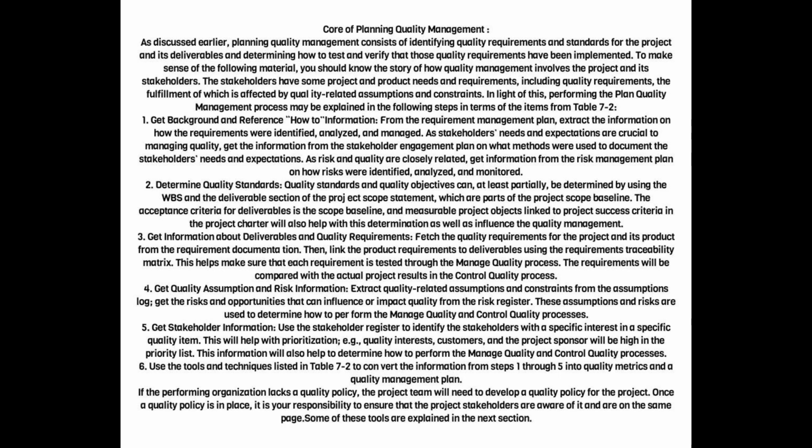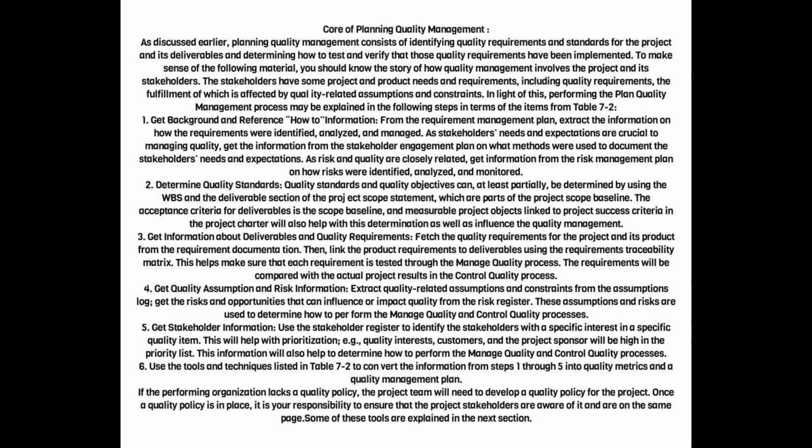5. Get stakeholder information. Use the stakeholder register to identify the stakeholders with a specific interest in a specific quality item. This will help with prioritization. For example, for quality interests, customers and the project sponsor will be high in the priority list. This information will also help to determine how to perform the manage quality and control quality processes.